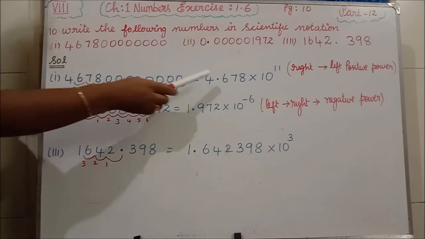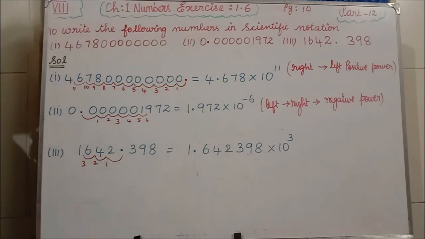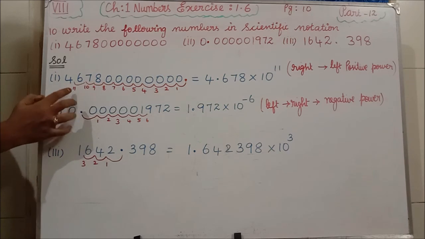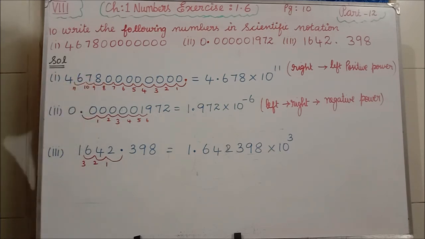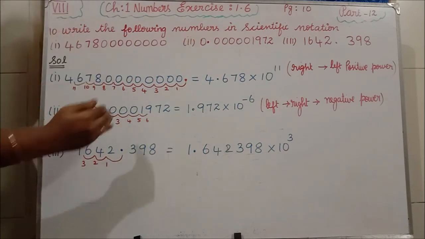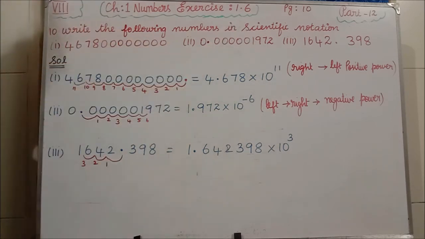So, 4.678 into 10 power 11. Okay, because I am moving 11 places. After the 11th number, I am keeping the decimal. So in the power we have to write 11. Here, when you are moving from right to left, you have to write the power in the positive. Clear, students? Now we will see the second subdivision.